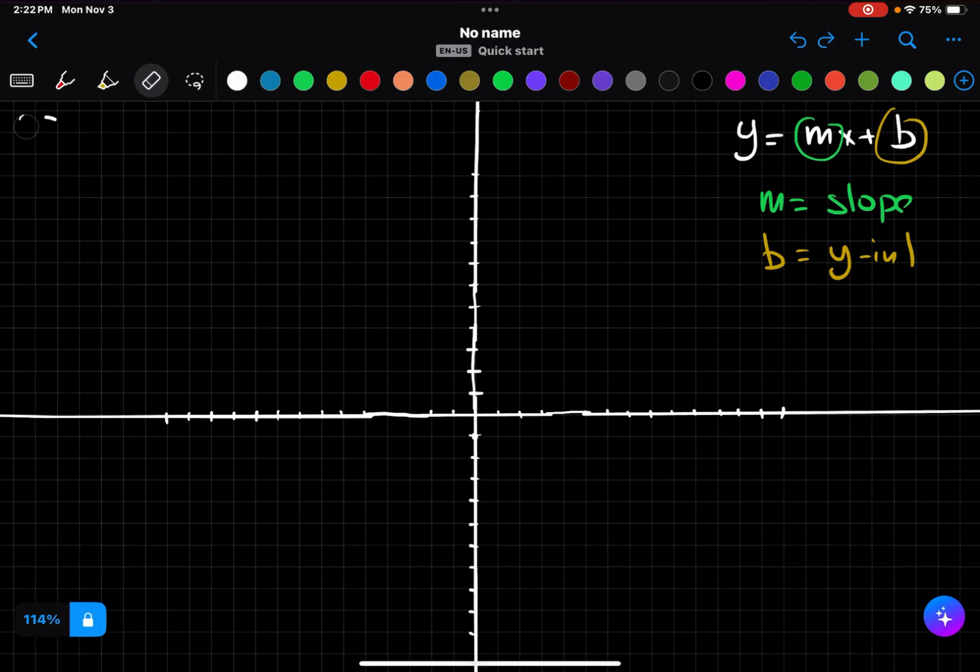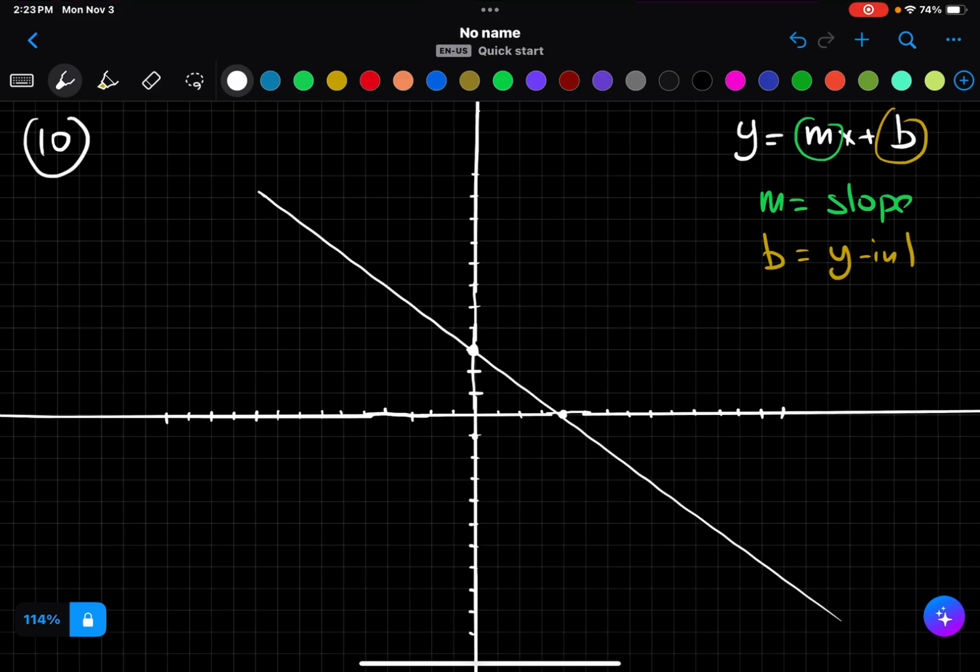All right, for number 10, you have a line that passes through here, and it passes through here. Let me go ahead and graph it out to the best of my ability. Sometimes my best is just not good enough, but I'll do my best. That's all I can promise. Okay, looks sort of like that.